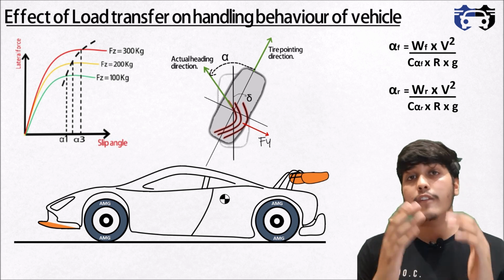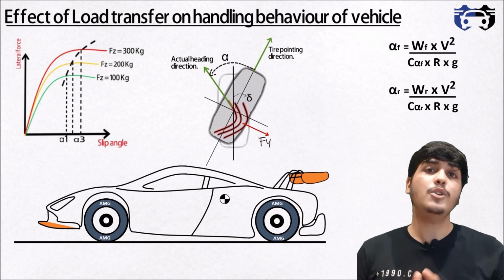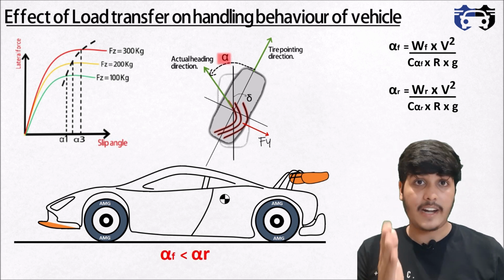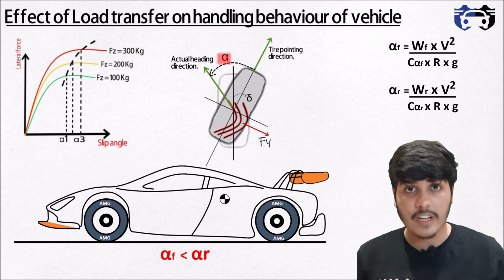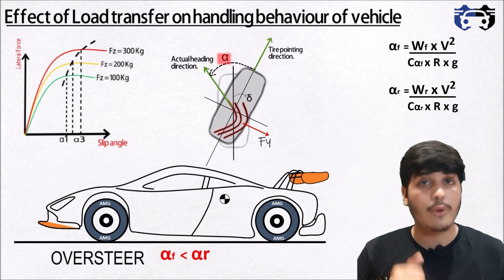Same as earlier, if you increase the load on the rear tire, it will lead to an increase in the slip angle of the rear tire. That means there is a greater angle between the traveling direction of the wheel and the pointing direction of the wheel. So basically, you will encounter oversteer.